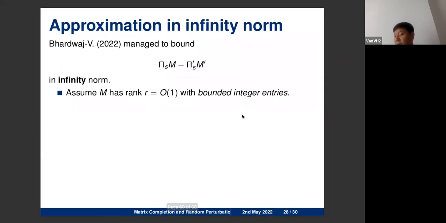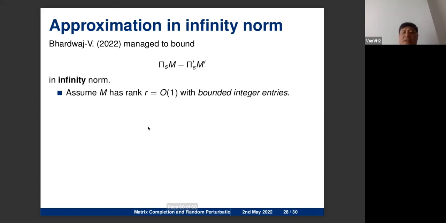Now it leads to a new way to attack the original problem, the matrix recovery problem. And the new way is the method by approximation in infinity norm. So we will approximate every single entry at the same time, right? With my student Bhardwaj, we managed to bound the difference between the two projections. So recall that we bounded this difference by the Davis-Kahan theorem, right? But now we have a new improved Davis-Kahan theorem. We have a better bound, and in fact we can bound it in infinity norm.